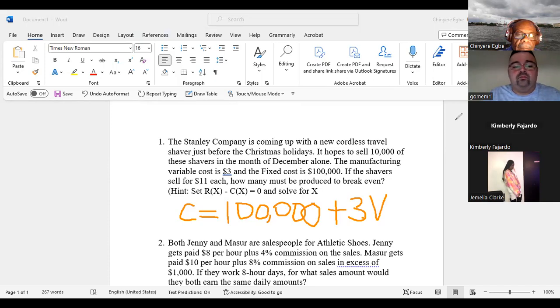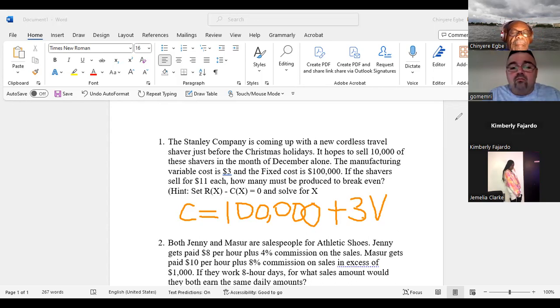Okay, so the way I wrote it down is 100,000 plus $3, and instead of V I put N as the number of shavers. Yes, you can put N as the number of shavers. You can put S as the number of shavers. You can put X. So it's any variable. And then I said N equals the variable is 3. The variable cost is 3. Yeah, but we're trying to figure out what the number of shavers is, correct? Yes, and in order to explain that, now we have to go to the next stage.